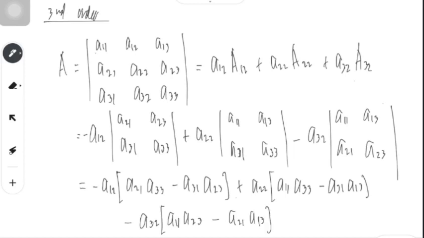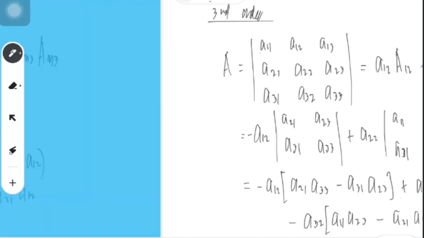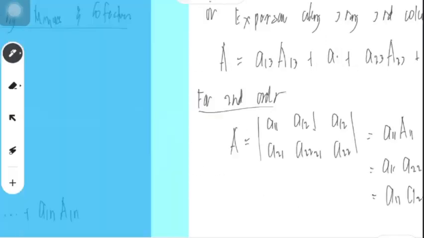Now, let's see if they're the same. Tingnan natin ha. If we're going to distribute A12 to A21, A33, meron ba tayong minus A12, A21, A33? Tandaan nyo ha, babalik ako. A12, A21, A33.